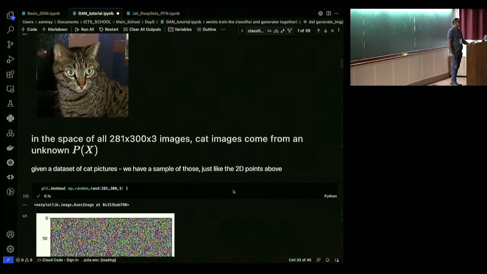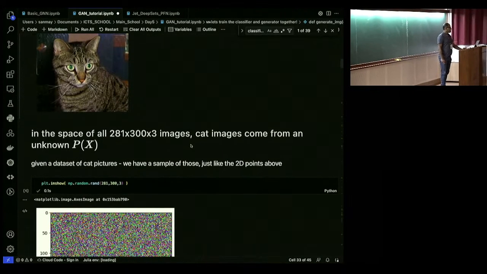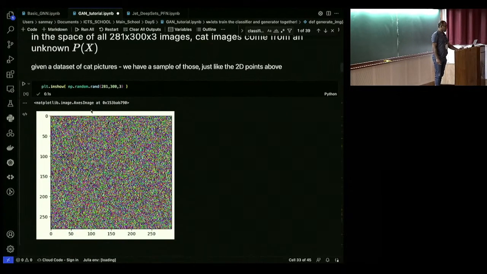So now think of the following image. If you download an image like this and plot it, it's an RGB image. So this has a shape of 3 channels, 281 by 300 pixels. But if we just take random numbers of the same shape and plot them, this looks like some noise, a random distribution. So in the space of all 3 by 281 by 300 numbers, some of them have human interpretable meaning, some of them are complete noise.